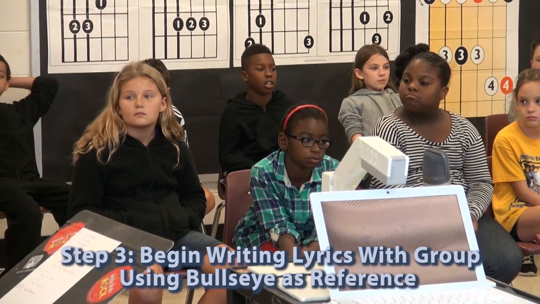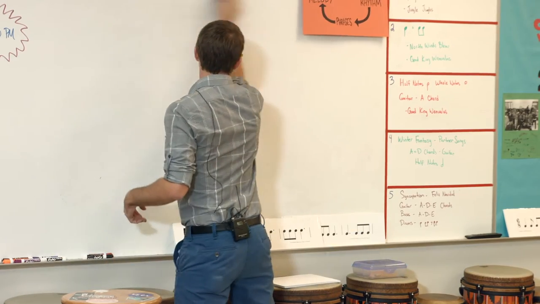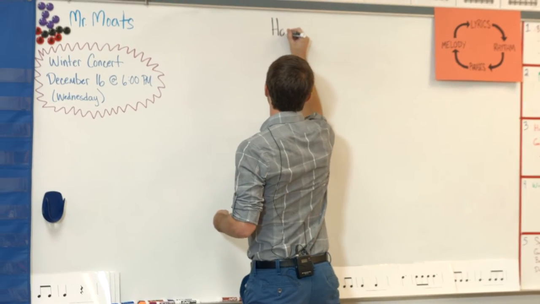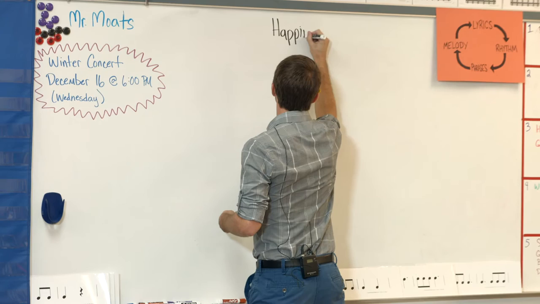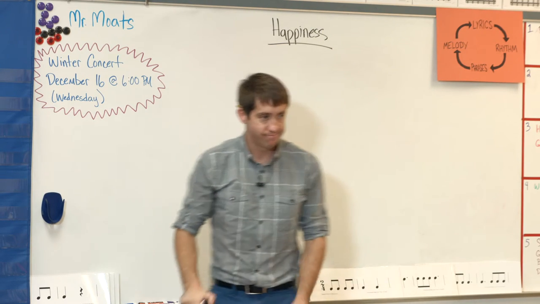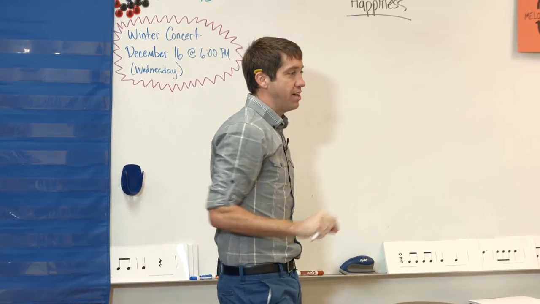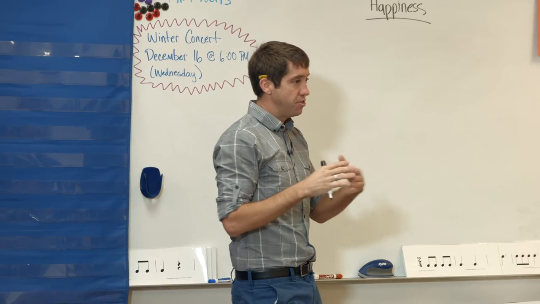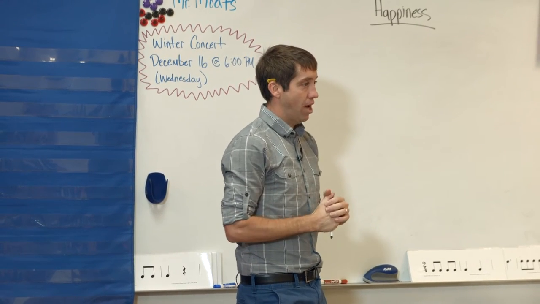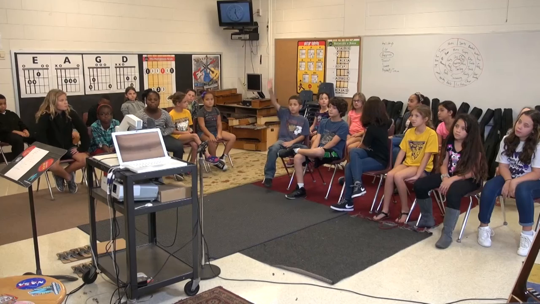So we got to start writing some lyrics now. We have some ideas about happiness. I'm going to write that up top. Happiness. Now we got to take our ideas, our just little ideas that we jotted down, and turn them into sentences, into lyrics, musical phrases. How are we going to start? What is our first line of lyric going to be?